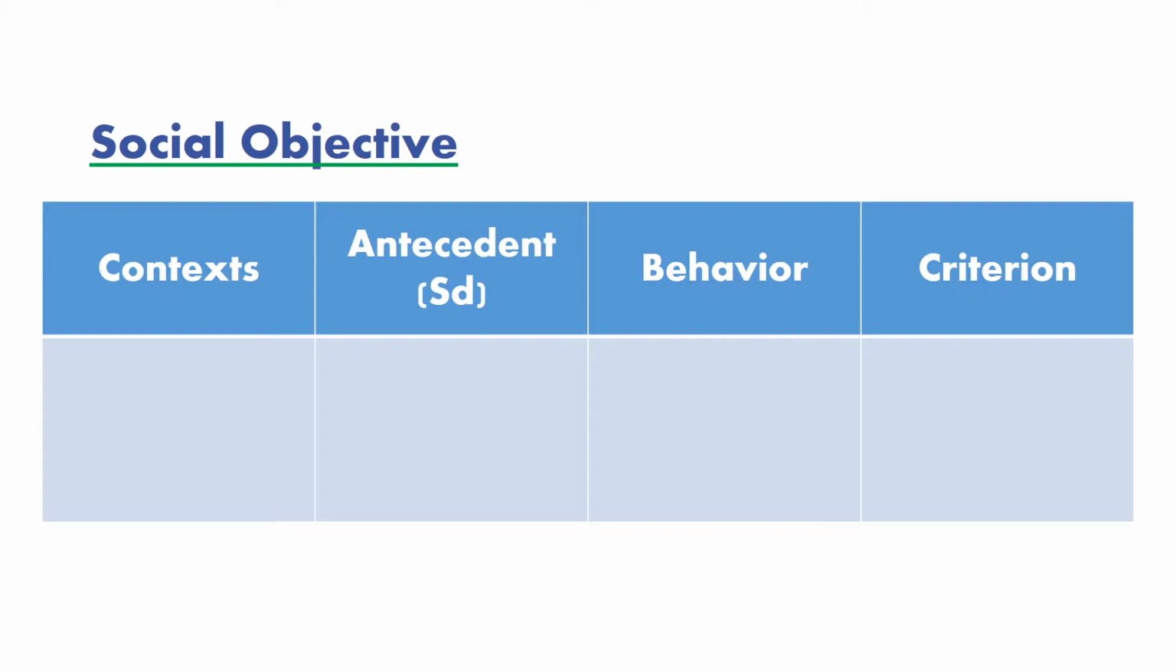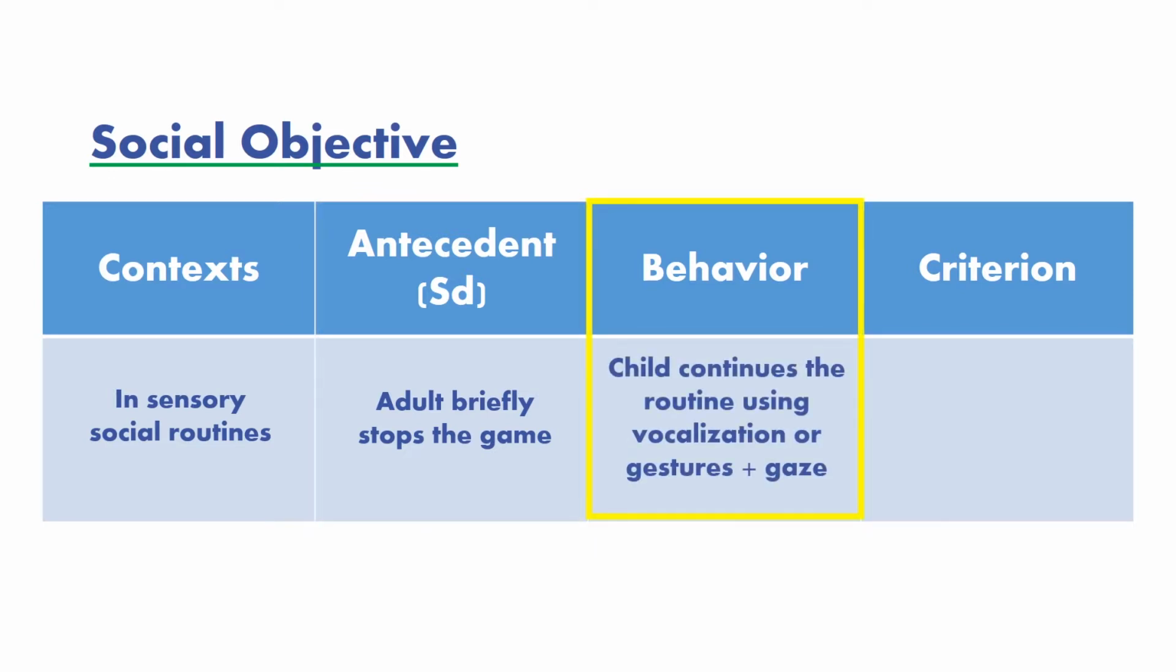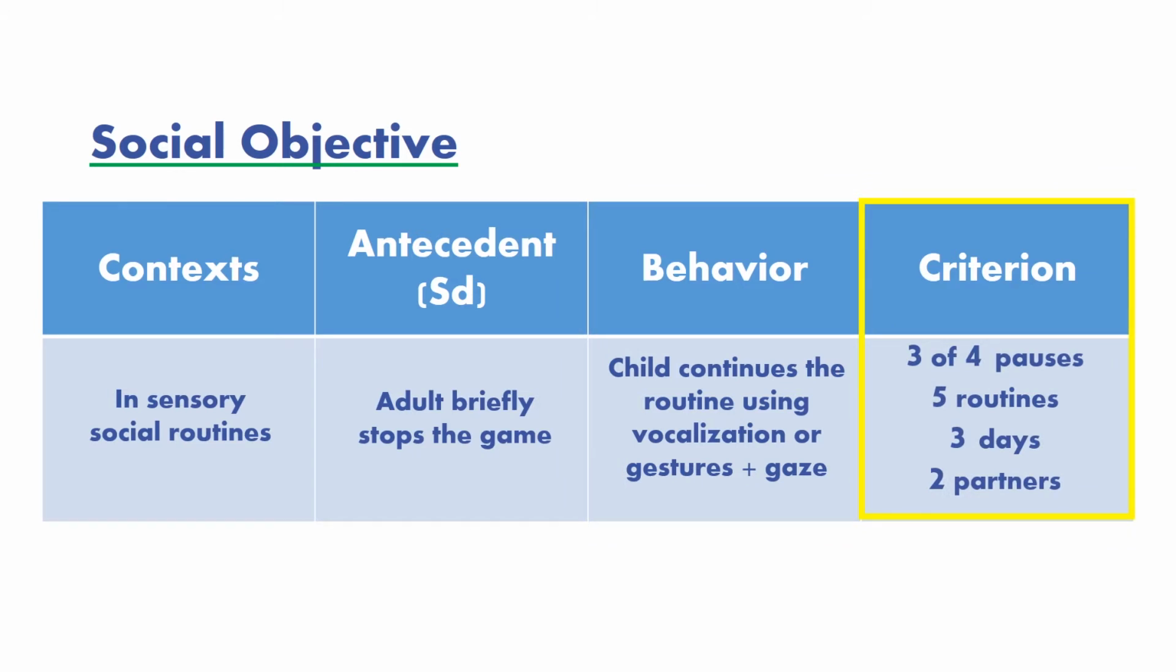Here's a social objective. During sensory social routines, that's the context. When the adult briefly stops a game, there's an antecedent. Child will spontaneously continue the routine using vocalizations or gaze combined with gesture. There's the behavior. And finally, the criterion. In 3 of 4 pauses during 5 different routines on 3 consecutive days with 2 or more partners. Okay, there's a well-written objective in the ESDM pattern.